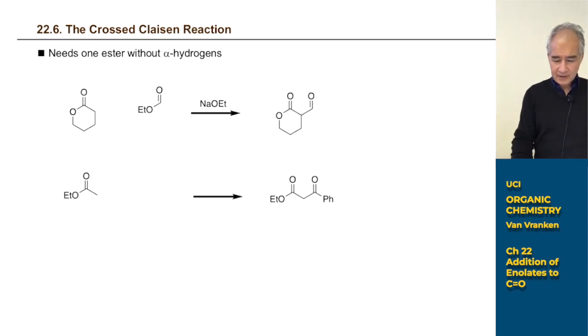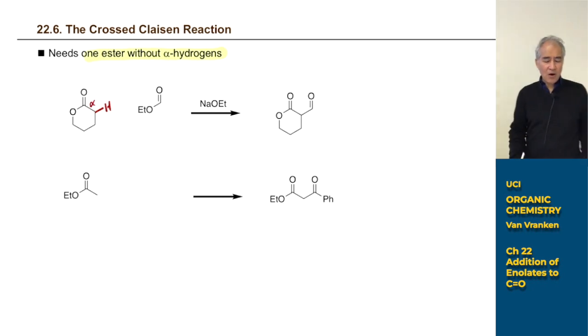So the key recipe here for a crossed Claisen reaction is that we need one of these esters to have no alpha hydrogens, right? If one of the esters doesn't have alpha protons, then you can't make an enolate out of it. We want only one type of enolate floating around in this reaction mixture. So if you look at this top recipe, this first cyclic lactone, a lactone is a cyclic ester, has an alpha carbon. That's the alpha carbon, and it has an alpha proton. So we call this proton on the alpha carbon the alpha proton.